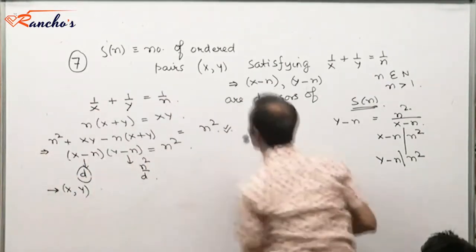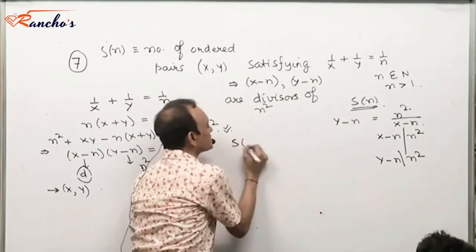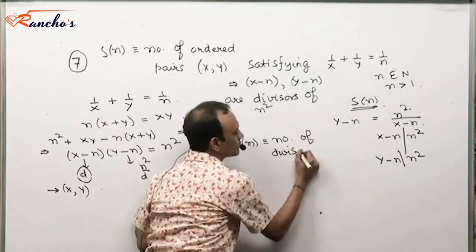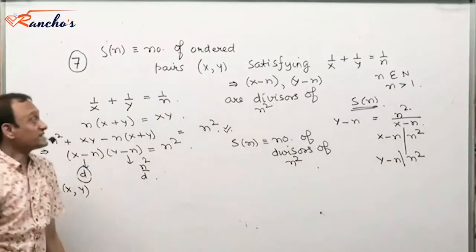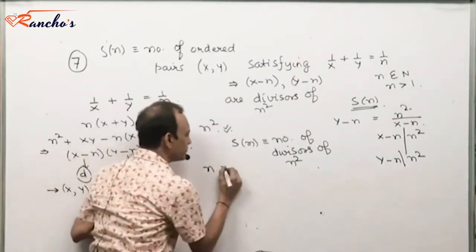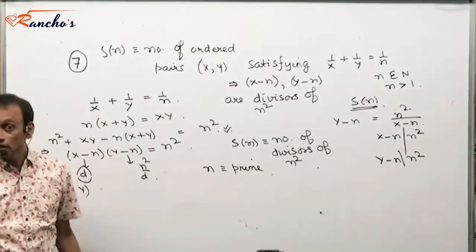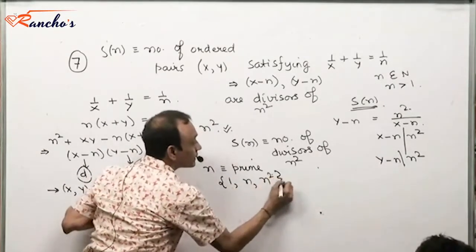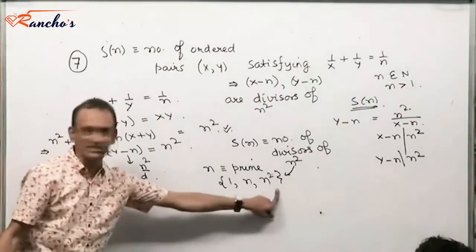So number of xy's would be what? Number of divisors of what? Of n squared. So Sn represents what? Sn is number of divisors of n squared. If n is a prime number, then it has only the following divisors: 1, n and n squared. Then the number of divisors of n squared would be 1, n and n squared if n is a prime number. That means 3 divisors.